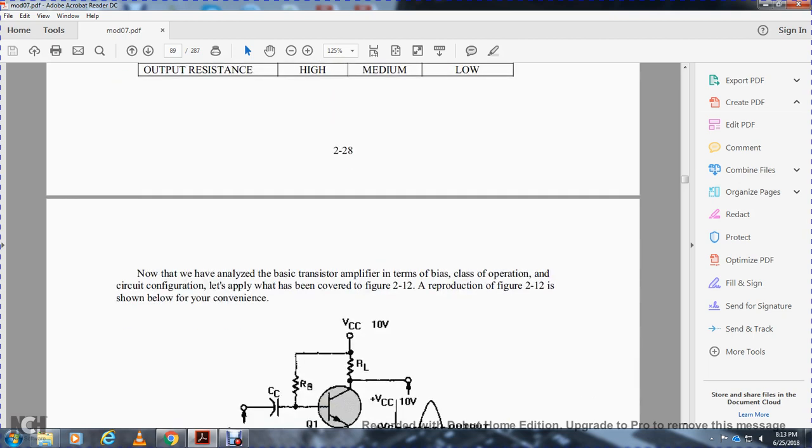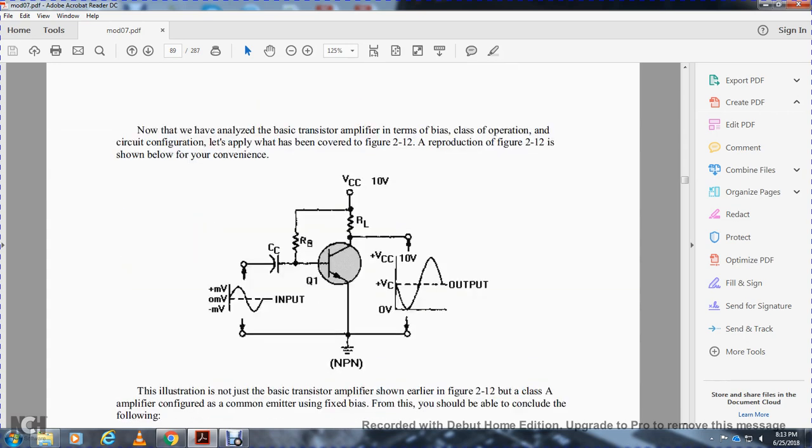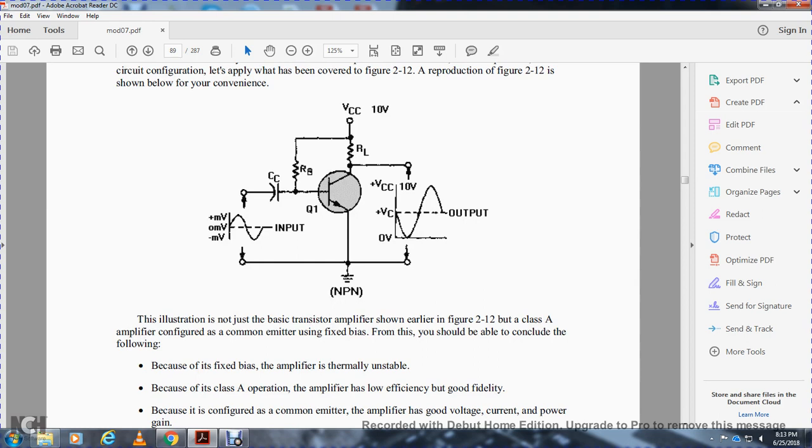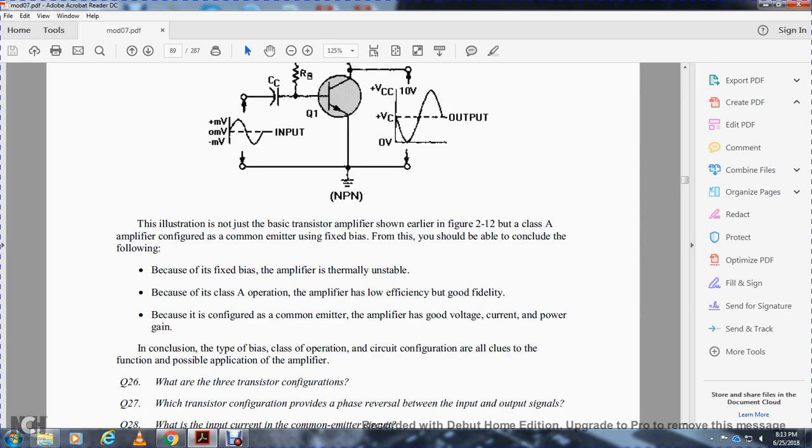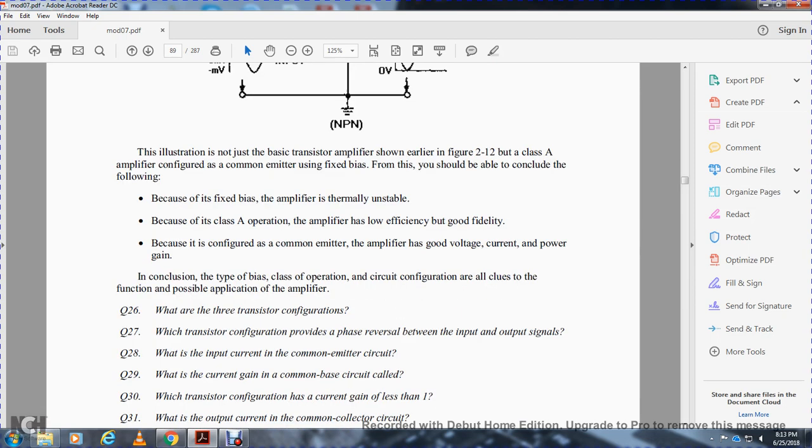Now you have analyzed the basic transistor amplifier, determining the value of the class of operation and circuit configuration. Let's apply what we have covered to Figure 2-12, reproduced below for convenience. The illustration is not just a basic transistor amplifier, but a Class A amplifier configured as a common emitter, using fixed bias. From this, you should be able to conclude the following: because of the fixed bias, the amplifier is thermally unstable. Because of the Class A operation, the amplifier has low efficiency but good fidelity. Because of the configuration, the common emitter amplifier has good voltage, current and power gain. In conclusion, the type of bias, class of operation and circuit configuration are all clues to the possible applications of the amplifier.